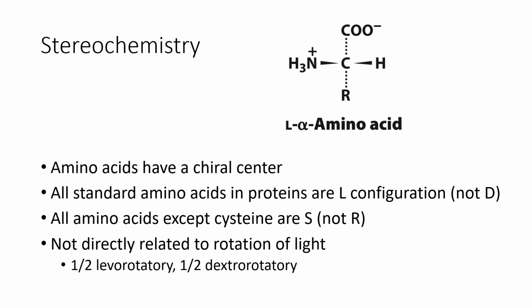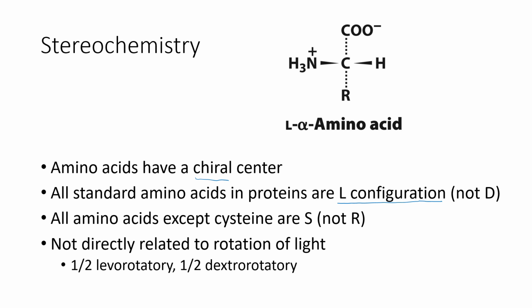So let's talk a little bit more about that stereochemistry. All amino acids have a chiral center with the exception of one, and we'll see more about that when we discuss the side chains a couple slides from now. And all of the standard amino acids in proteins are in the L configuration. This L configuration refers to their similarity to the arrangement of atoms around L-glyceraldehyde. So that's where we get that L naming convention.